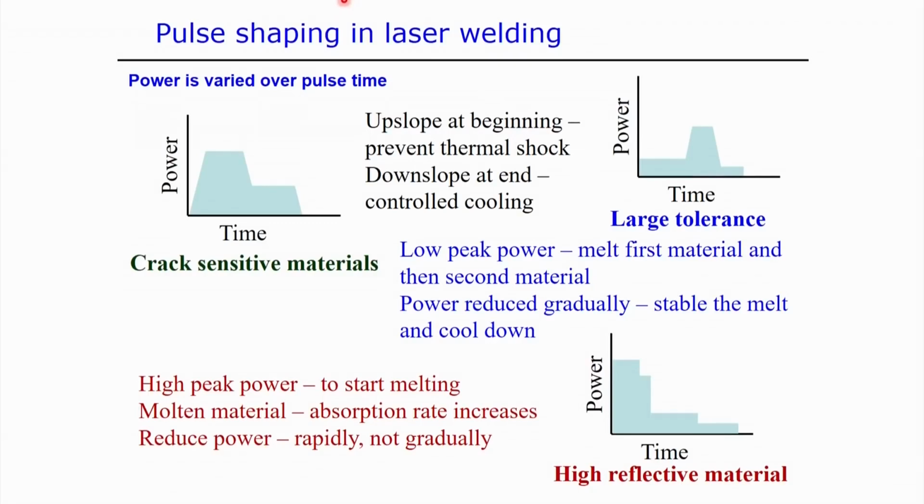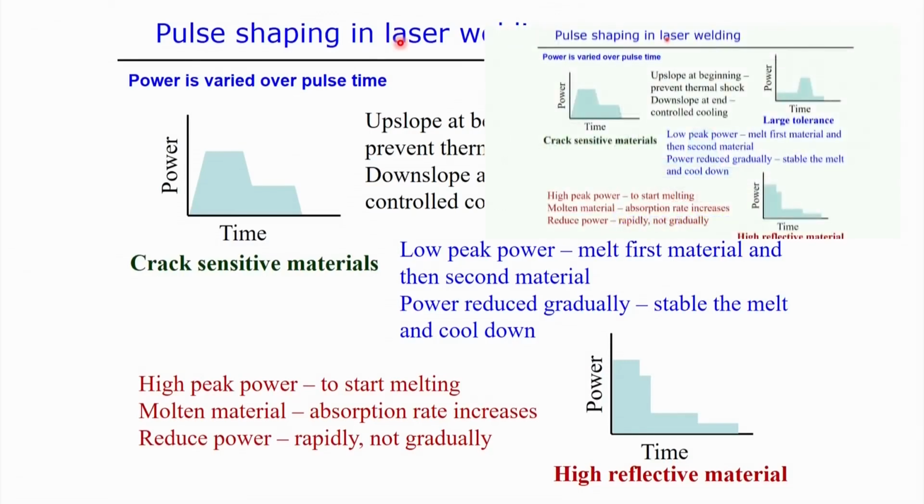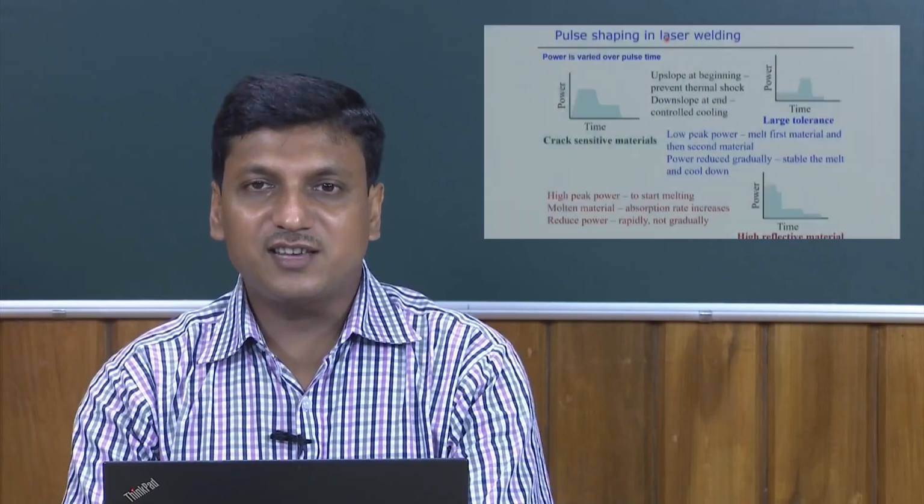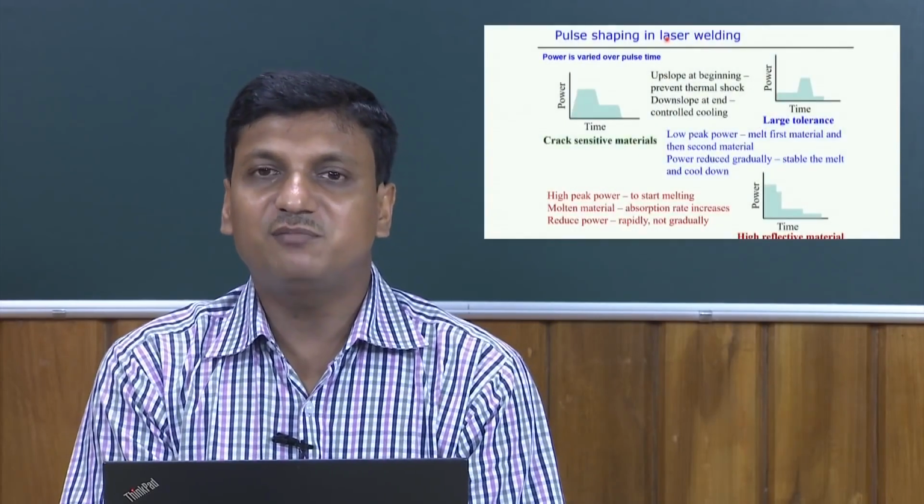At the same time, the downslope at the end controls the cooling. If there is a slope in the application of the laser pulse, that actually controls the cooling. So, this typical shape of the pulse is helpful for crack sensitive materials.